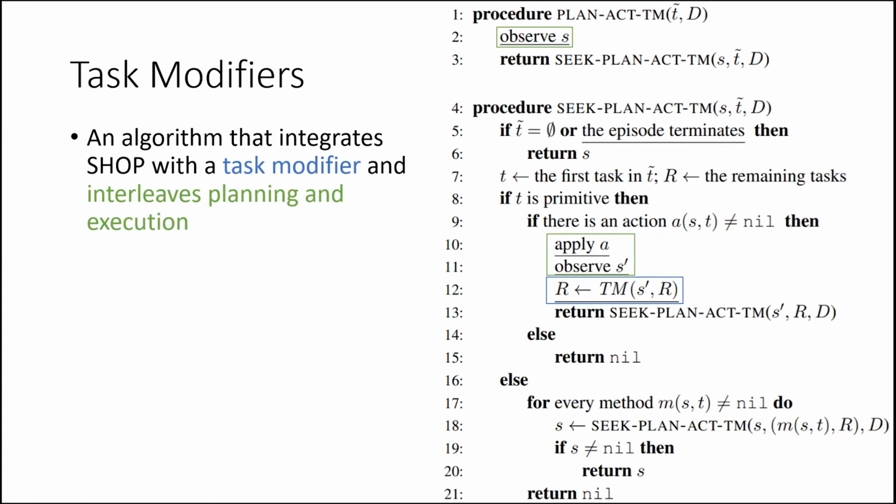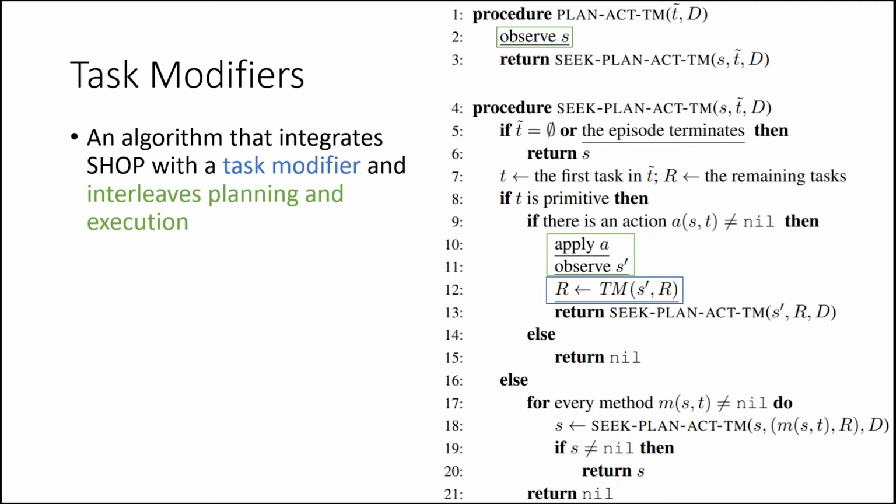the code provides the capability for the agent to interleave planning and execution of actions. And the algorithm, similar to the definition of task modifiers, does not specify how to implement the function itself, but rather it just offers a way to utilize this mechanism based on the SHOP algorithm.